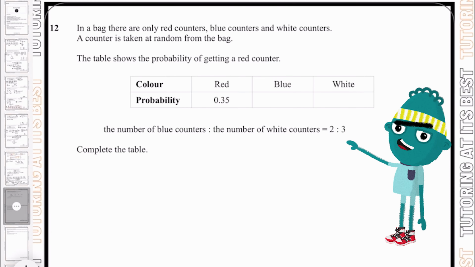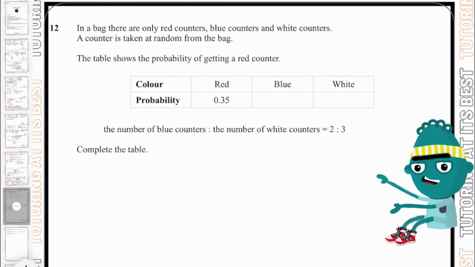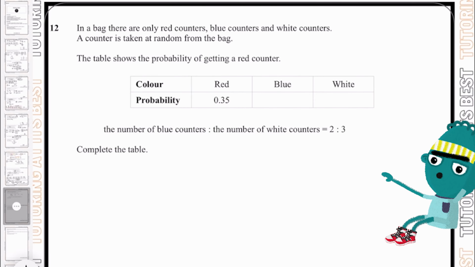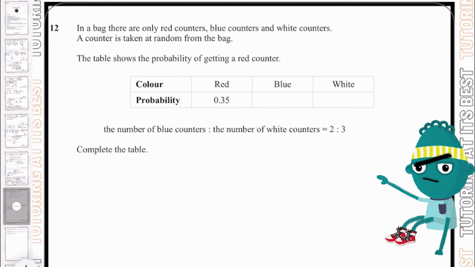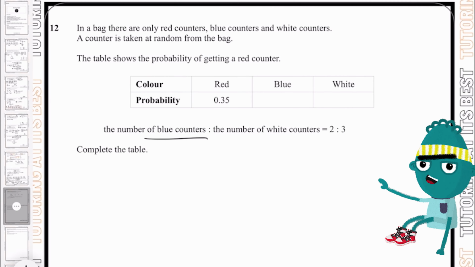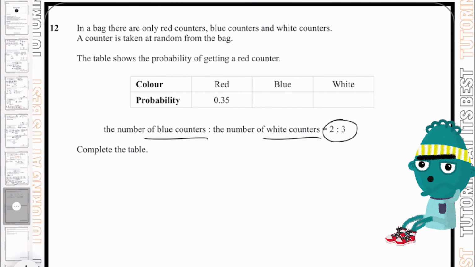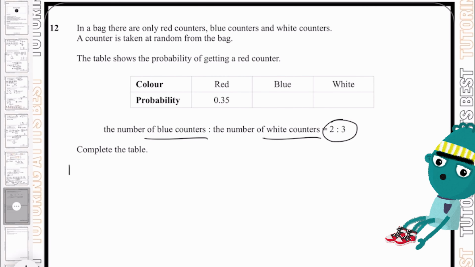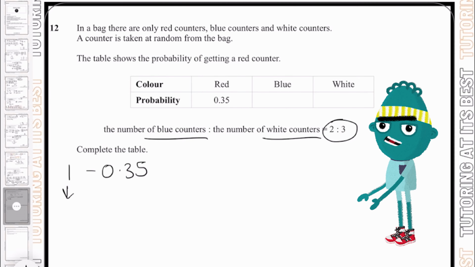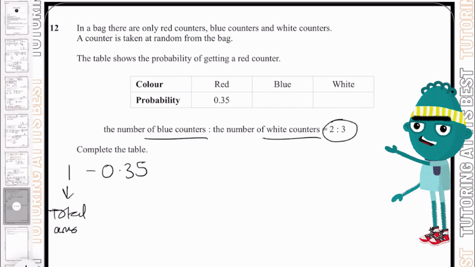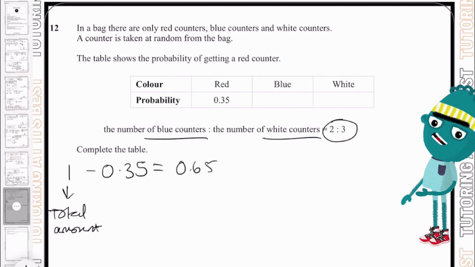You're almost there. So this is a probability question. So now we have red counters, blue counters, and white counters, and the table shows a probability of getting a red counter. And it also states that the number of blue counters to white counters is 2 to 3. So the first thing I'm going to do is subtract 0.35 from 1 whole, because that is our total amount. So probability is out of 1 whole, and that gives me 0.65.